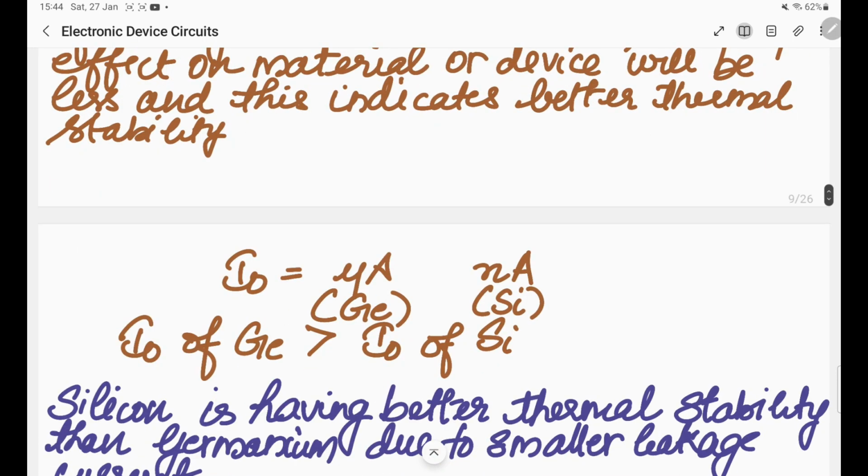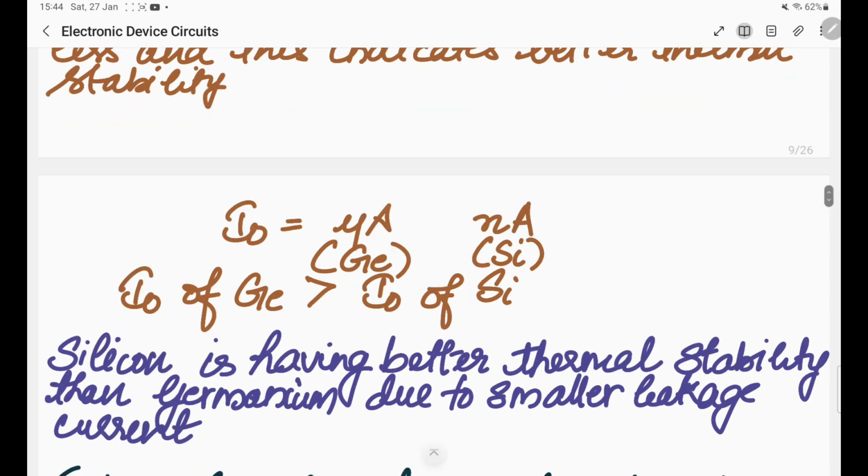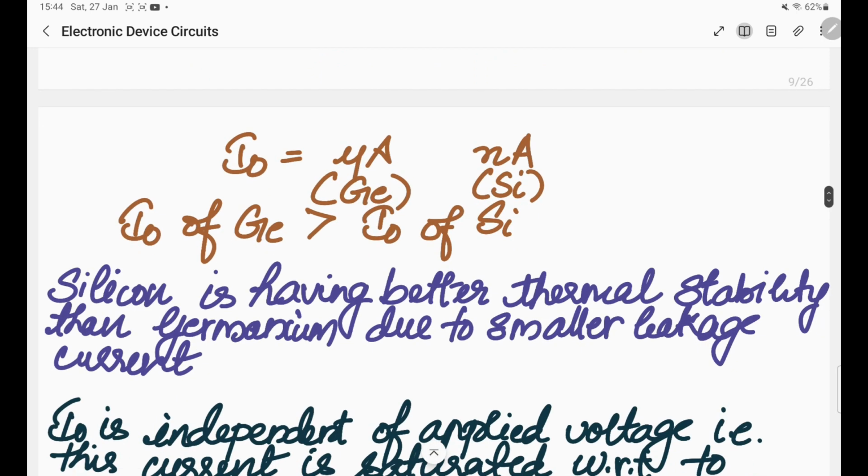And what is IO, the leakage current? It is in microamperes for germanium and nanoamperes for silicon. So this is one of the other reasons why silicon is preferred over germanium. The leakage current for germanium is in terms of microamperes, which is huge when compared to silicon, which is just nanoamperes. Silicon has better thermal stability than germanium due to smaller leakage current. That is why we use silicon more.